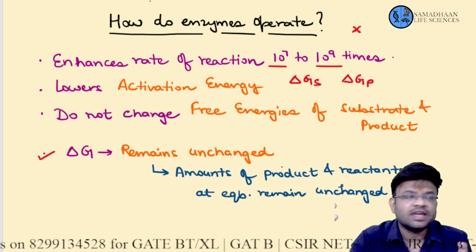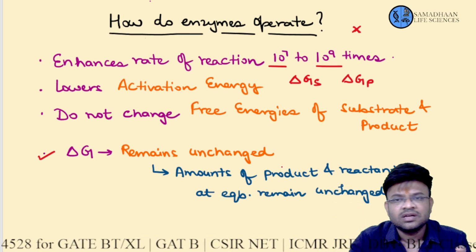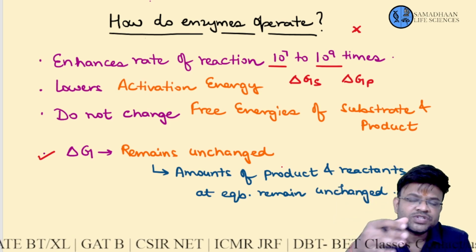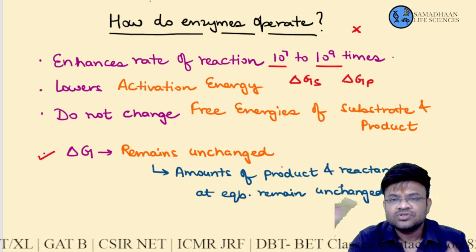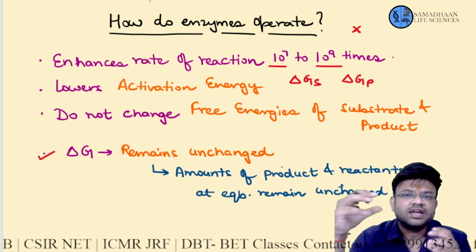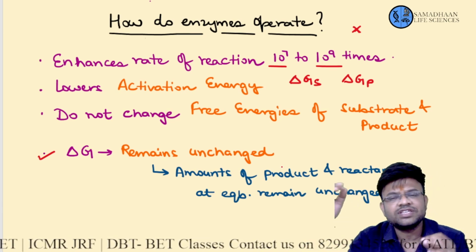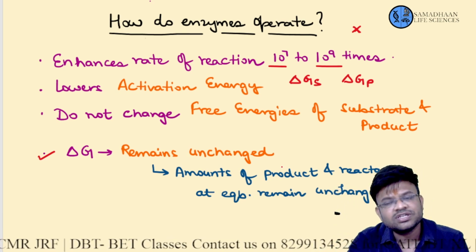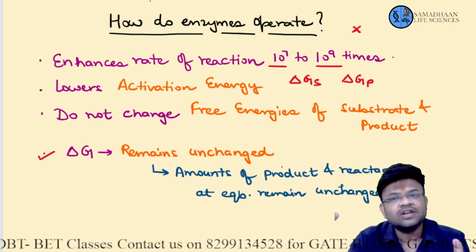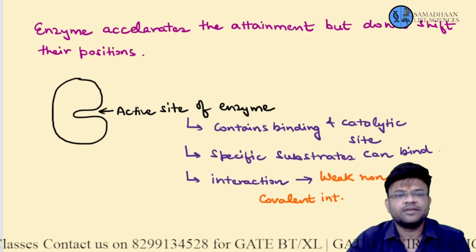Suppose, let us say, in an uncatalyzed reaction 2 hours were required for reaching the equilibrium. When you are using the enzyme, let us say only 5 minutes were required. So this is the difference that the enzyme creates. It speeds up the reaction, it decreases the time required for reaching the equilibrium, and this is an extremely important thing in biological reactions specifically. Since we are talking about biochemistry, I am more inclined towards talking about biological reactions. Moving on to the next slide.